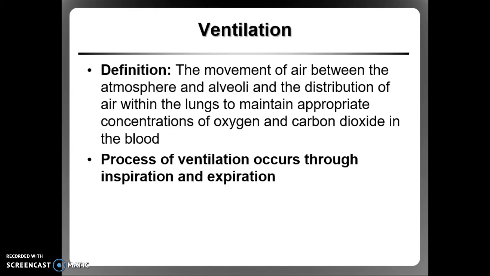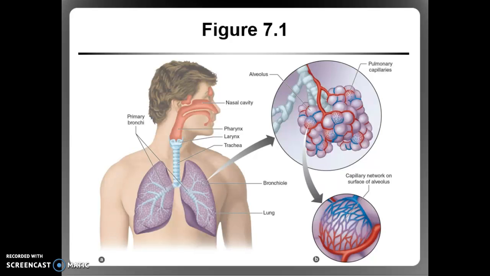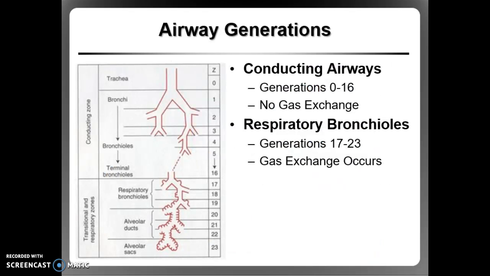So ventilation is the movement of air between the atmosphere and the alveoli, basically just breathing in oxygen and removing CO2. It occurs through inspiration and expiration. Here's where air would start: it goes through the nasal cavity, hits the pharynx, larynx, then the trachea, then the bronchioles, and then gets down to the alveolar sacs where there are the pulmonary capillaries, and we have the exchange of O2 and CO2.